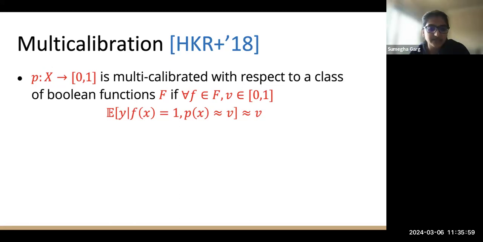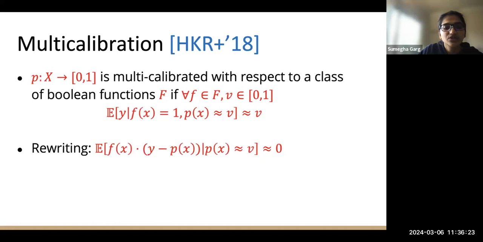So you have that. Now you want that for multi-calibration with respect to this class capital F, given by the expectation of y conditioned on f of x equal to 1 and the predicted value being v. It's also v. Instead of conditioning on f of x equal to 1, this is the definition for Boolean classes. You can rewrite this definition as the expectation of f of x times y minus p of x should be 0. So we are just taking f of x back there and then subtracting v from here.